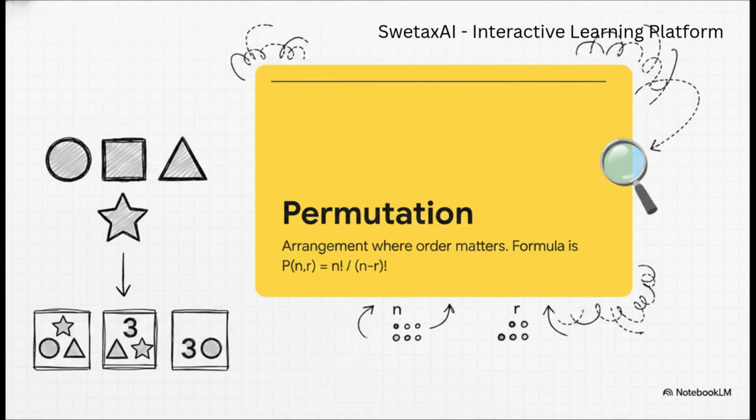Let's break those variables down. It's actually pretty simple. N is the total number of distinct objects you're starting with, and R is the number of objects you are actually selecting and arranging.